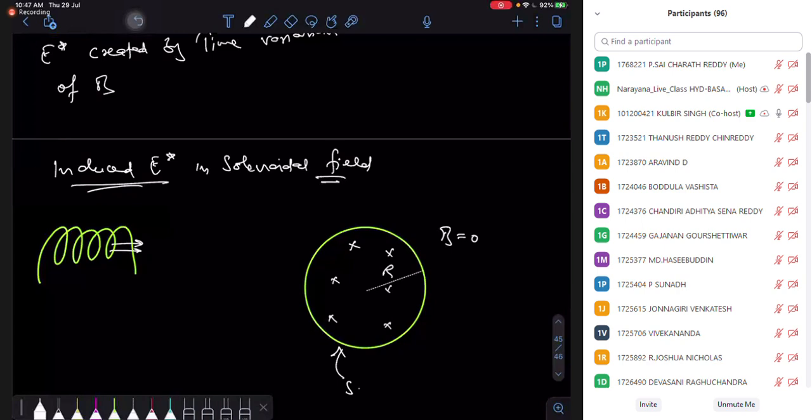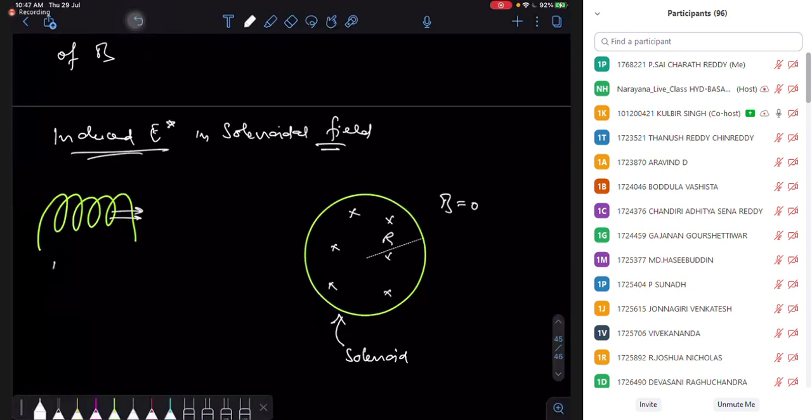What is this? It's a solenoid. Outside the solenoid, there is no magnetic field. Inside the solenoid, we have a magnetic field, right? And this magnetic field inside the solenoid simply depends upon my current. And current is very easy to change. Very easily you can change the current. So the magnetic field is going to change. So if there is a time-varying magnetic field, it will create an induced electric field, right?